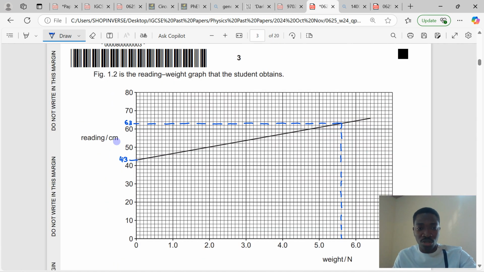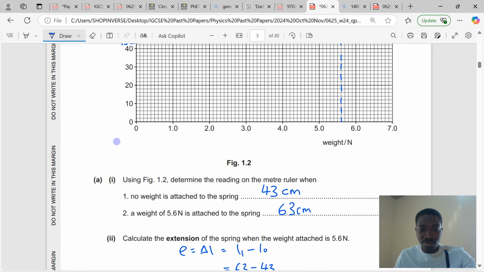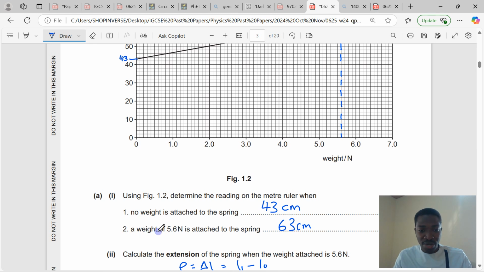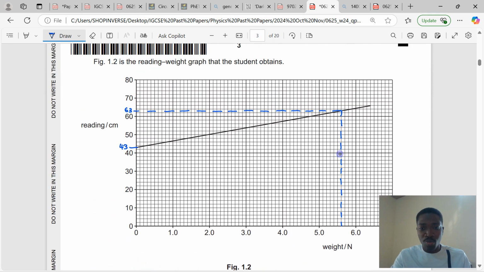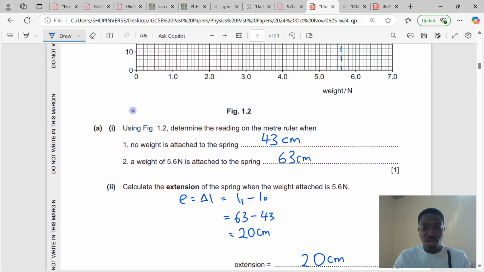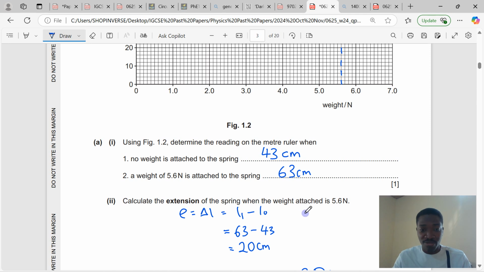The next question says, when a weight of 5.6 Newton is attached to the spring. So you come to the weight axis and pick 5.6 Newton. You trace it upwards to the slope, and then you trace it to the left to get the reading on length. You have 63 centimeters here. So that's what you record as the reading, 63 centimeters. I've already solved it to make it faster.